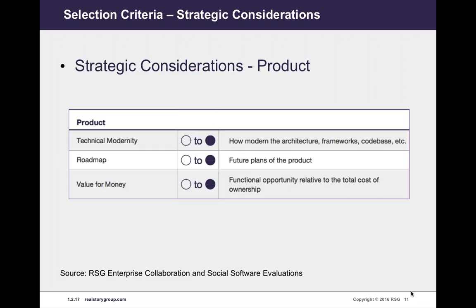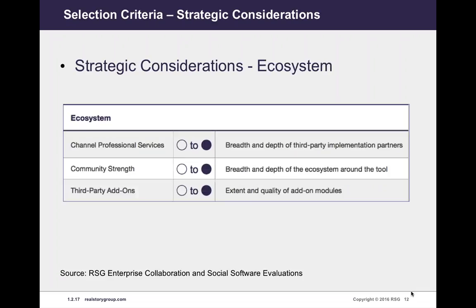And of course, value for money, which is really, what are you paying? Are you paying the right amount? And what's your overall TCO, total cost of ownership, going to be given the value that you're going to derive out of this product?